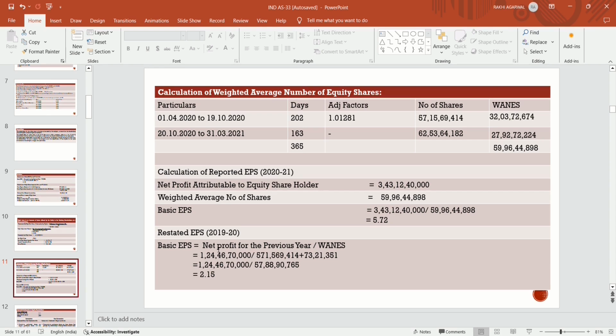So 1.01281, number of days from 1st April to 19th October, it becomes 202 days. 202 divided by 365, so it becomes weighted average number of equity shares 32 crores 3 lakh 72,674. Now after the issue, that is on 20th October 2020, the entity is entitled for right issue from that date to 31st March 2021, that is the number of days becomes 163.